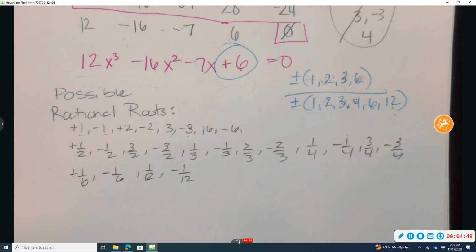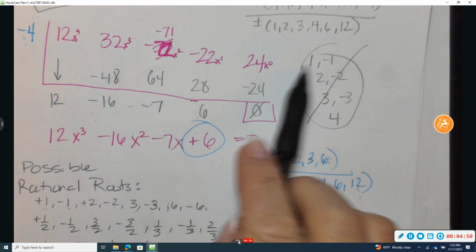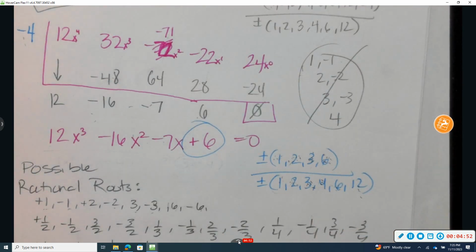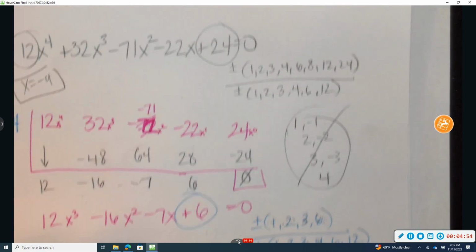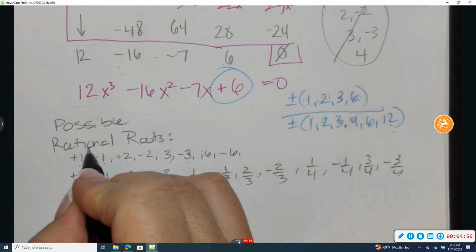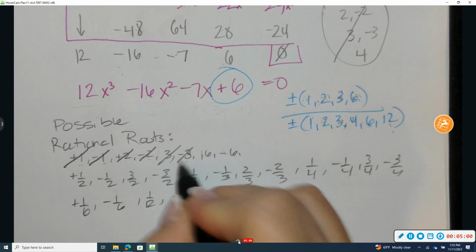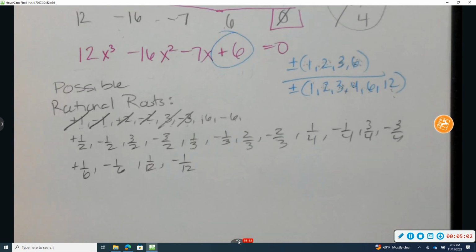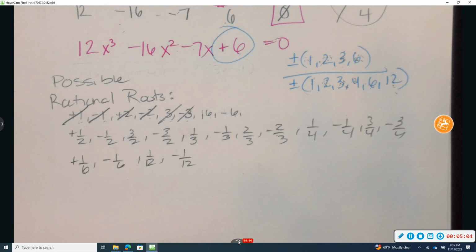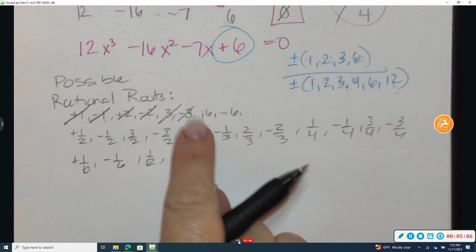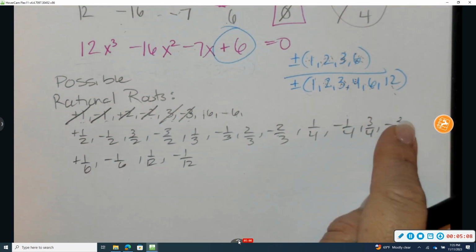But now I have to remember that I've already tested 1, -1, 2, -2, 3, -3, and -4 with our original function. None of those worked. So I'm going to go back and cross out what I know doesn't work. The 1s, the 2s, the 3s, and there's no positive 4 here. So I'm going to first start by checking 6 and negative 6, because why wouldn't I want to first work with the integer before I try anything else?